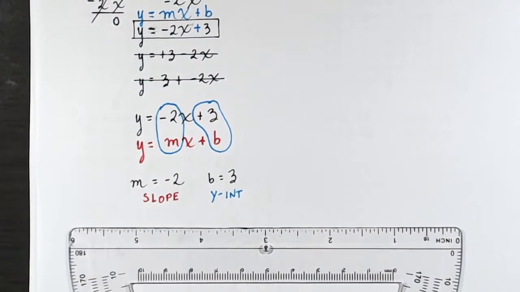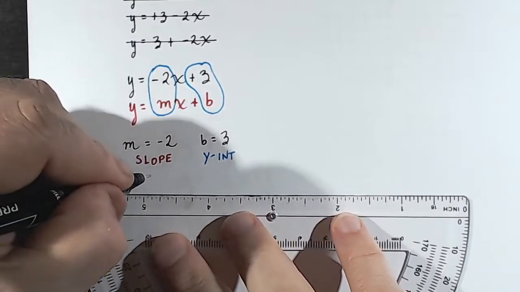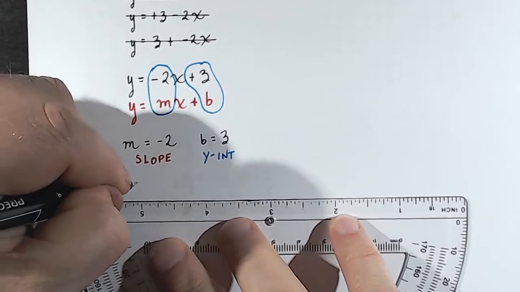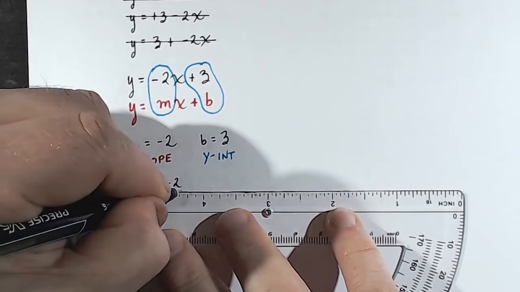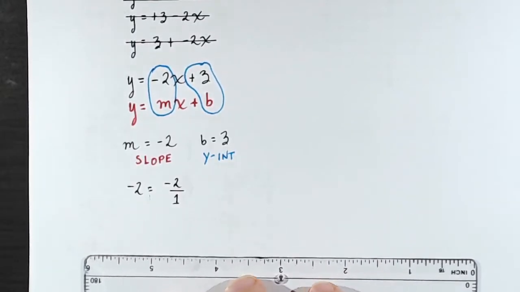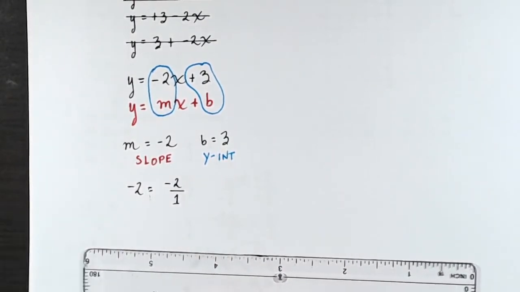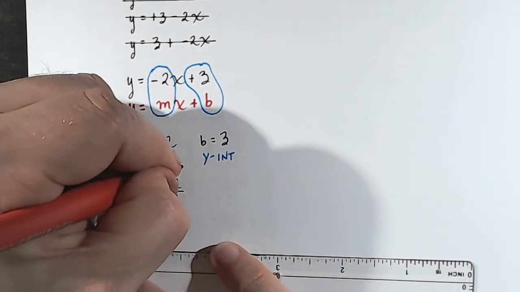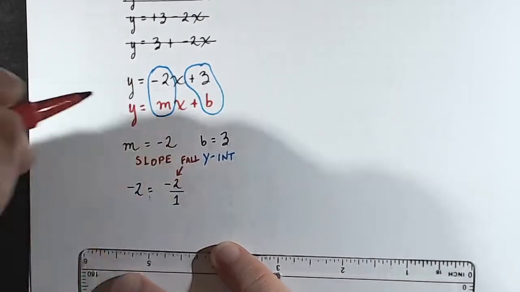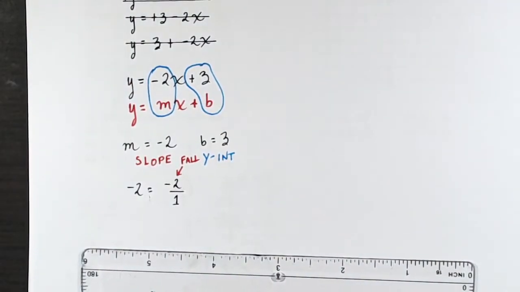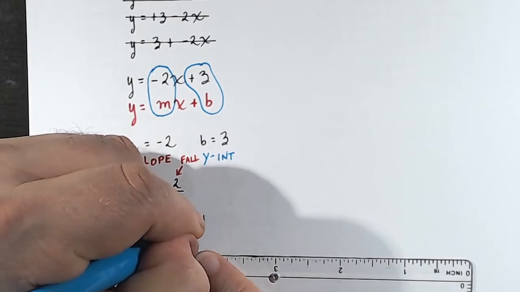But writing a slope of negative 2 isn't very useful to us because there's no rise and run. You need two numbers there. So we just notice that negative 2 equals negative 2 over 1. I can always write a whole number, whether it's positive or negative, over 1. And that's going to be useful for us because I now can see the rise, or in this case, the fall, of negative 2, and I can see the run of 1.